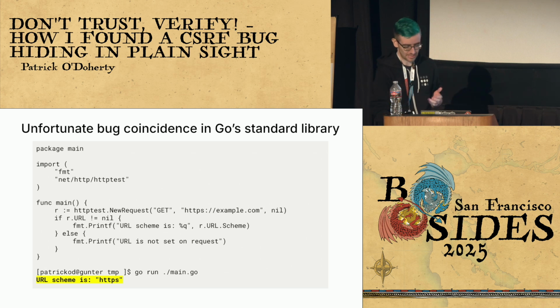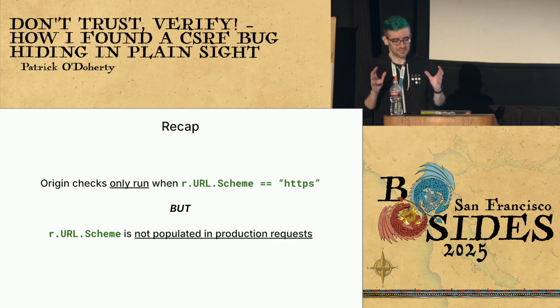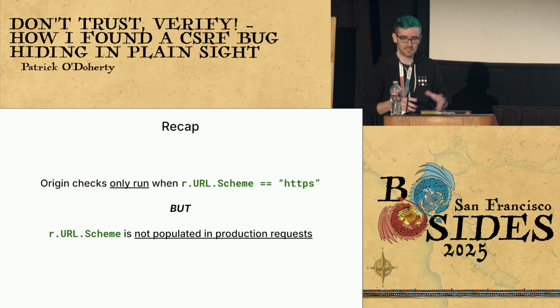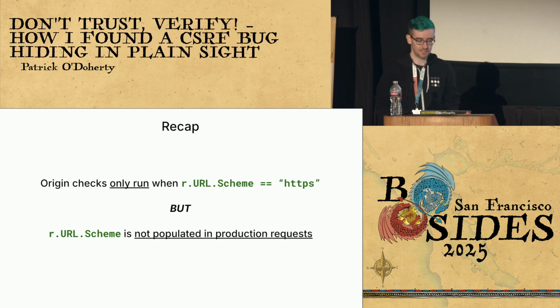And so, to recap, the origin checks for this library only run when the request URL scheme is set to HTTPS, but in fact, this is never populated in production, and so this code has been inert, and it never actually did anything. So the library was CSRF, it was just RF. There was no CS.